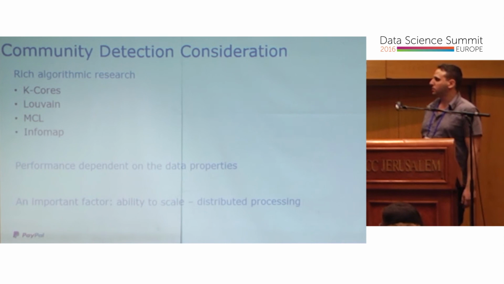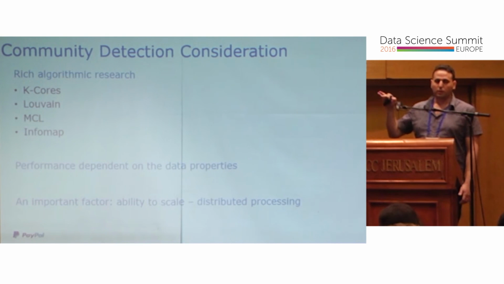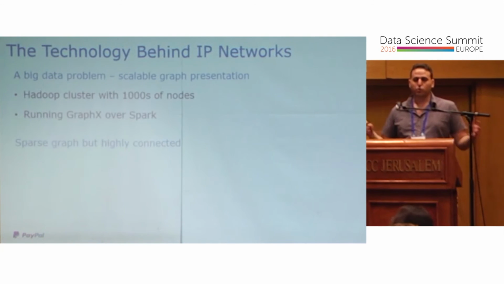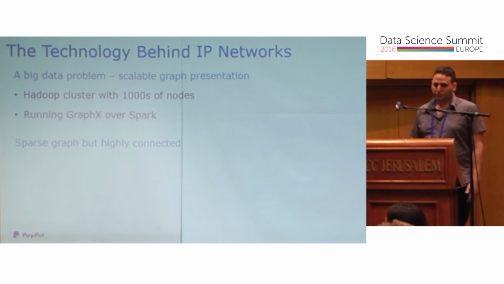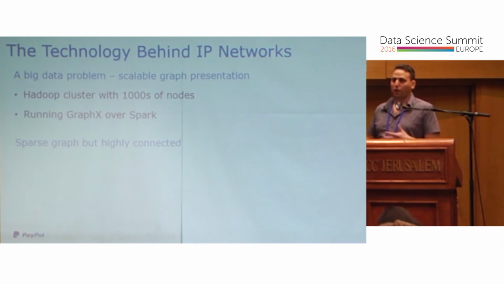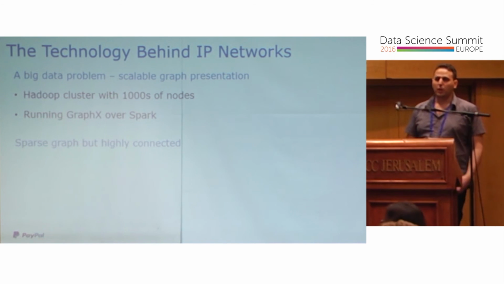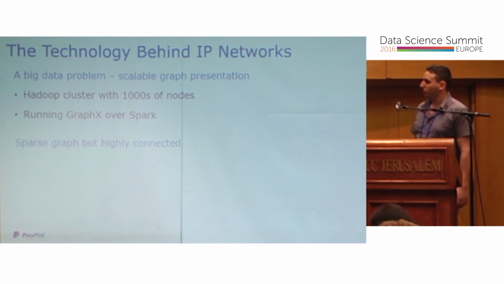Finally, a very important factor for us is the ability to scale, the ability to calculate a clustering algorithm in a distributed way. We are talking about a huge graph. You can think about tens of millions and even hundreds of millions of IP in our system. And we have this graph processing problem, a very difficult one, from running these algorithms. And we are using a Hadoop cluster with thousands of nodes running GraphX over Spark. And it took us quite an effort to be able to run these algorithms.